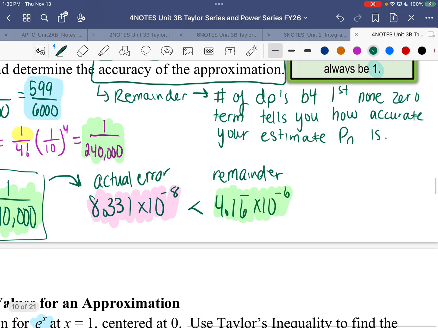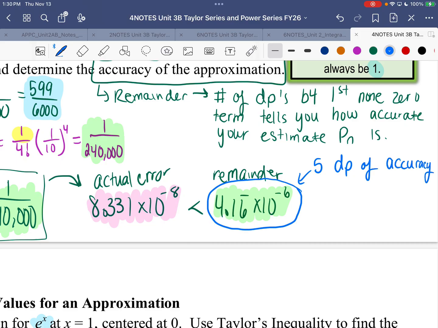Now, this remainder is telling us, if it was a calculator style question, that we have 5 decimal points of accuracy. You would just have to trust that you know things. But this is with Taylor, just trying to show you how useful it is: you only had to do 2 terms of a Taylor polynomial for sine to get 5 decimal points of accuracy before you got the first non-zero number.